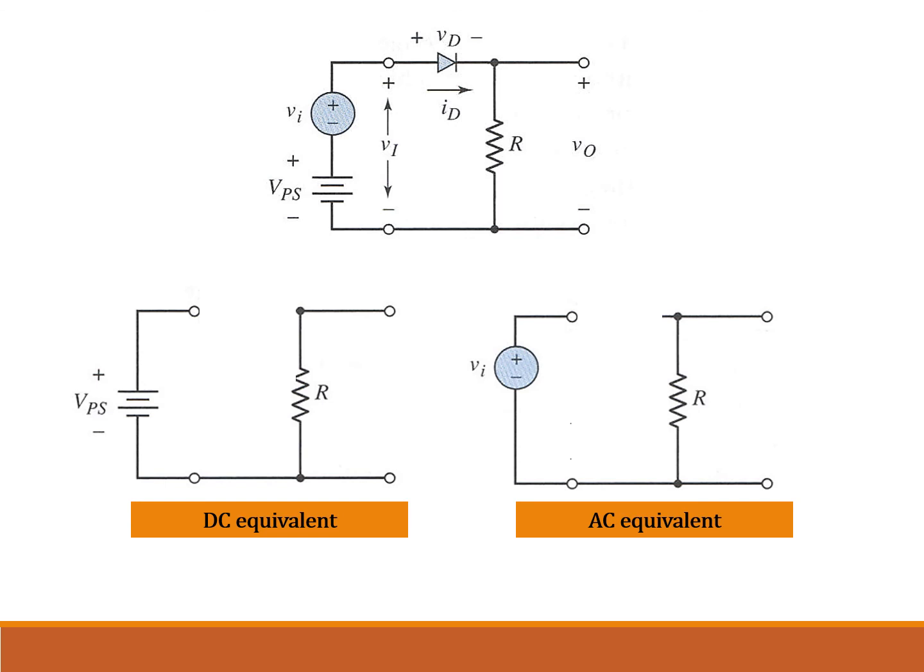And what does it mean? If we refer to the DC equivalent, we change the diode to a battery with VDQ equal to V gamma. This is piecewise linear model 1. And for the AC equivalent, we change the diode to RD. So when you see a diode in the circuit and need to solve it in AC analysis, we change the diode into RD.